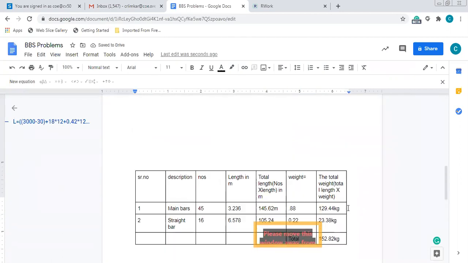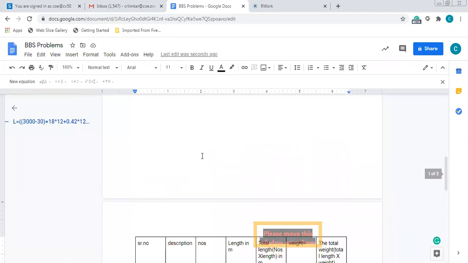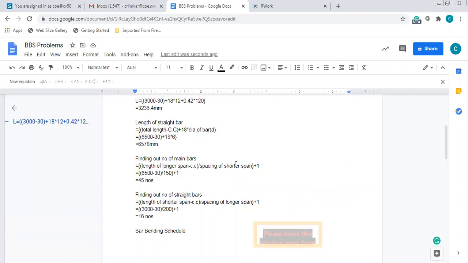In this fashion, here you can also add two columns after description, that is diameter of the bar and shape of the bar. You can add or not, you can do whatever is simple for you. So this is nothing but the bar bending schedule. Are you getting how I have solved this particular problem? Then I will give you the next problem to solve.